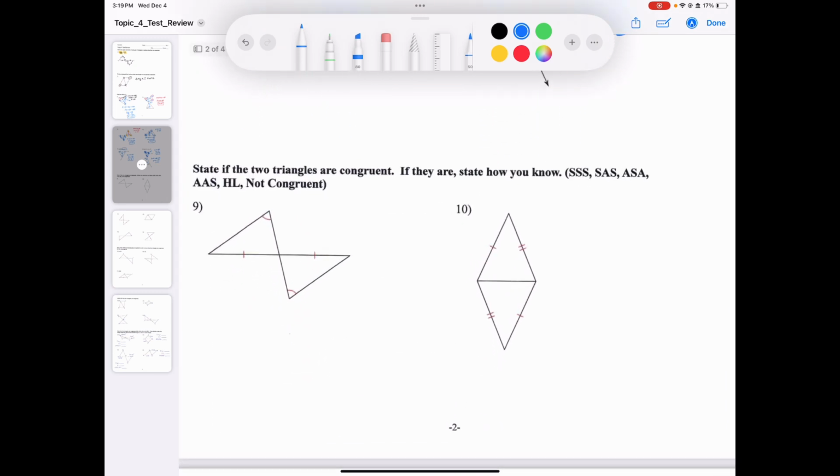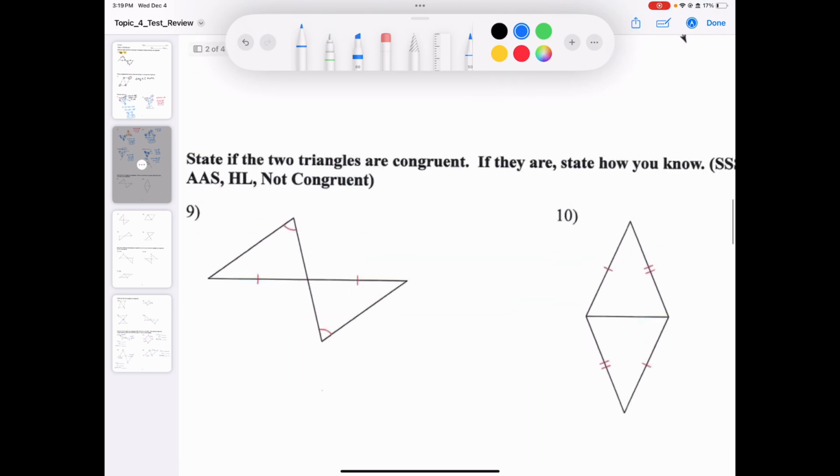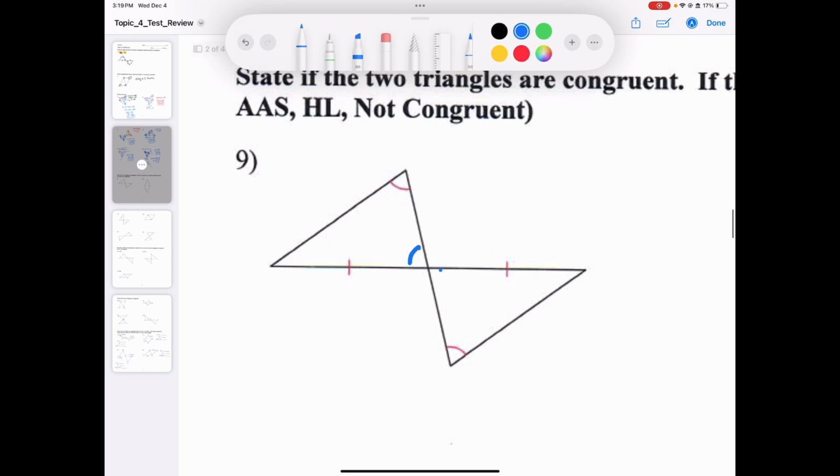State if the two triangles are congruent. If so, state how you know. Okay. Look at number 9. I know I can mark the vertical angles as congruent. So I've got two angles and a side. So that either gives me angle, angle, side, or angle, side, angle. So my two angles that are congruent are there and there. The side's not between them, so that makes this angle, angle, side. So yes, they're congruent. They're congruent by angle, angle, side.